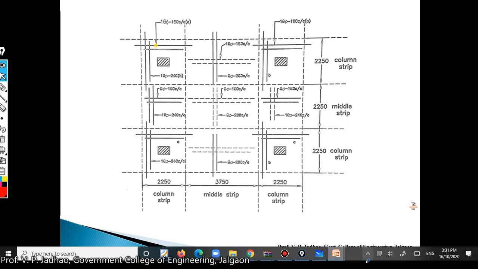Is this slide visible to you? Now you can see here we have one flat slab like this. The flat slab is provided like this. This is one single panel, which is shown by this blue line. You can see this is one single panel.